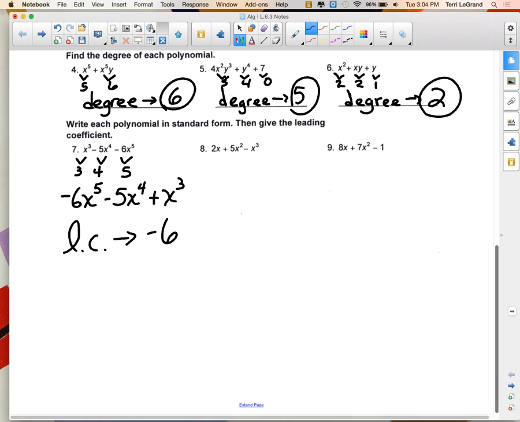Okay, you go to number 8. Put it in standard form unless it already is. You can say it already is, and then you can give its leading coefficient. If it's not, get it there, and then give its leading coefficient. Josh, you got this for me? Come on up.